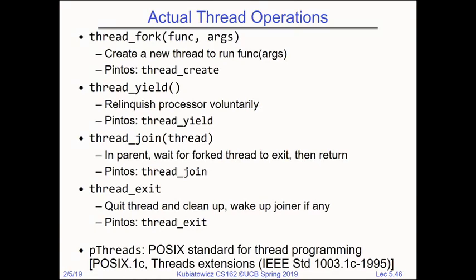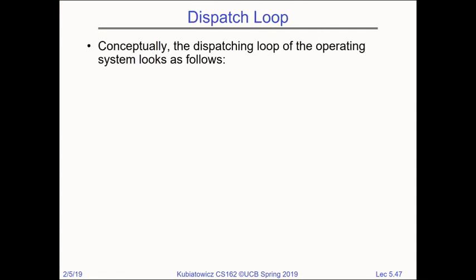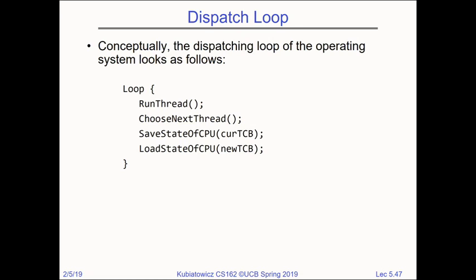when we start getting into the labs. All right. So what is the dispatch loop on our single processor if we only have one? It looks conceptually like this. You run the thread for a while, you choose the next thread. You save the state of the CPU in the current thread control block, you load the new thread control block, loop.